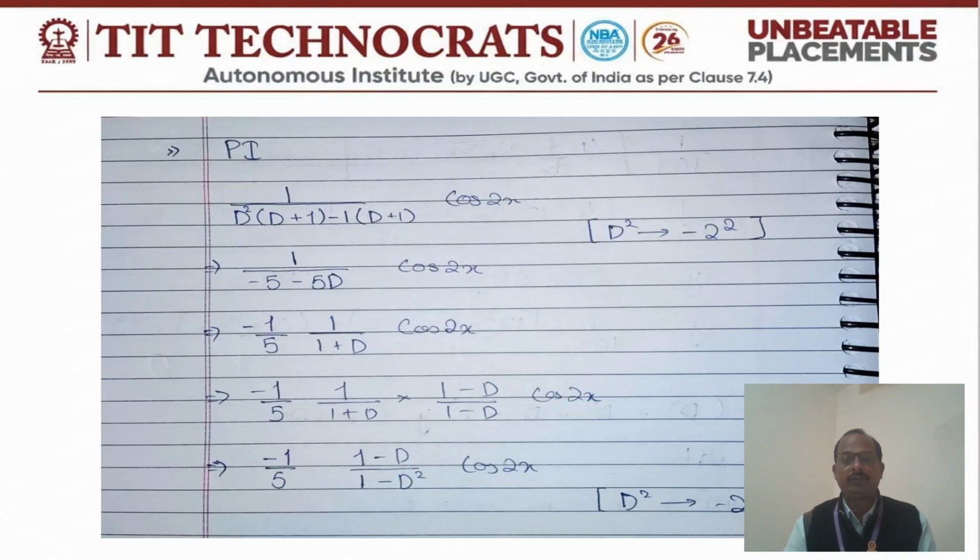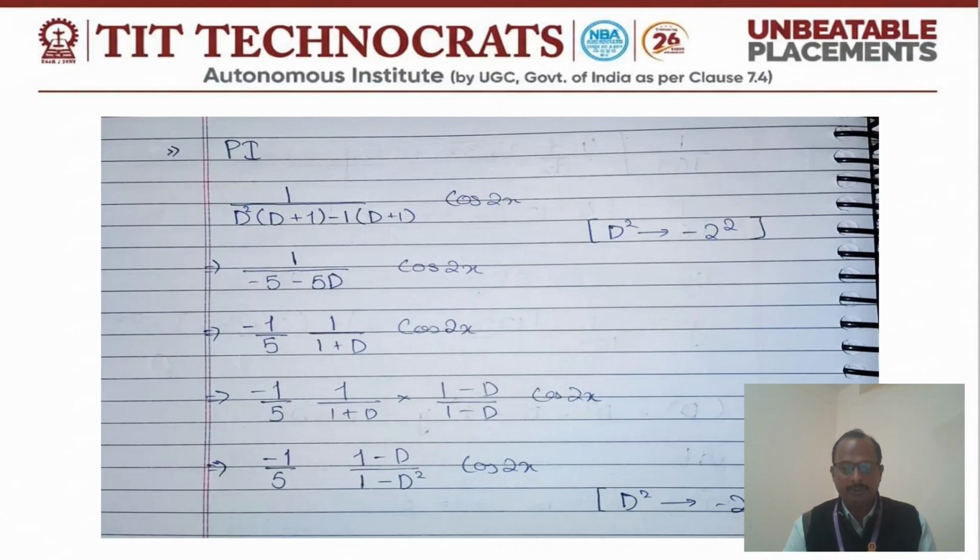The value of a is 2. So by doing this process, we get minus 1 by 5 times 1 upon 1 plus D cos 2x. Now in denominator there is 1 plus D. So now we go for the rationalization process. It is called in Hindi Parimeekaran. So you have to make rationalization. So multiply 1 minus D upon 1 minus D. So again in denominator we get the D square.